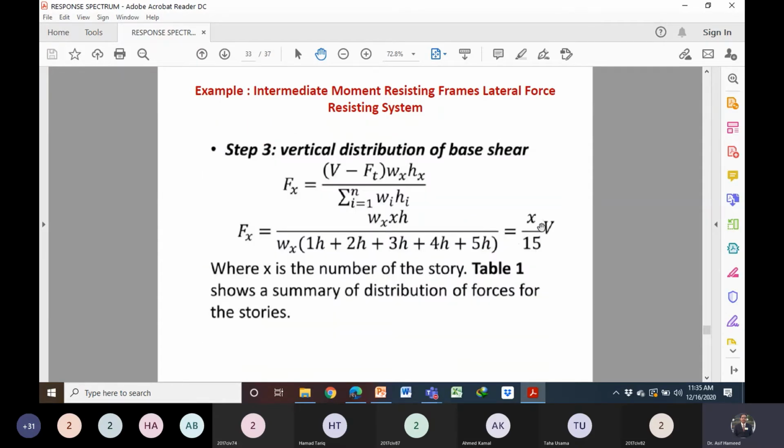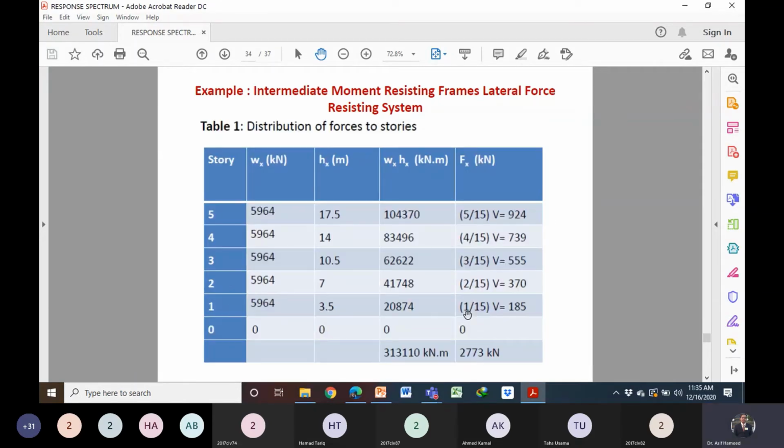So the general expression which we have is x over 15 times V. For the first story it is 1 over 15, for the second story 2 over 15, then 3 over 15, 4 over 15, and 5 over 15 times the total base shear. Now, please tell me, if you add these lateral forces at the different levels, the answer should be equal to what? The sum of all the lateral forces, including the additional lateral force, should be equal to the base shear. You can check it.